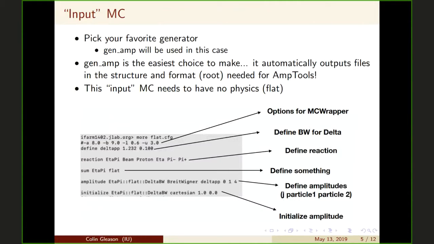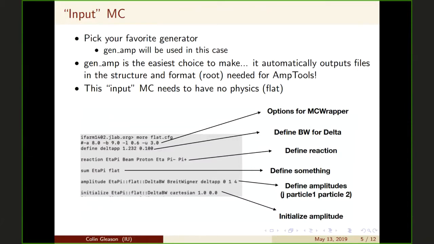Okay, so input. What are these various components that go into the fit? One is this flat Monte Carlo, and here he is describing how he generates that flat Monte Carlo. Now we have a little bit of a limitation with our Monte Carlo generators, and that's that we don't have a really good way to put a resonance at the lower vertex.